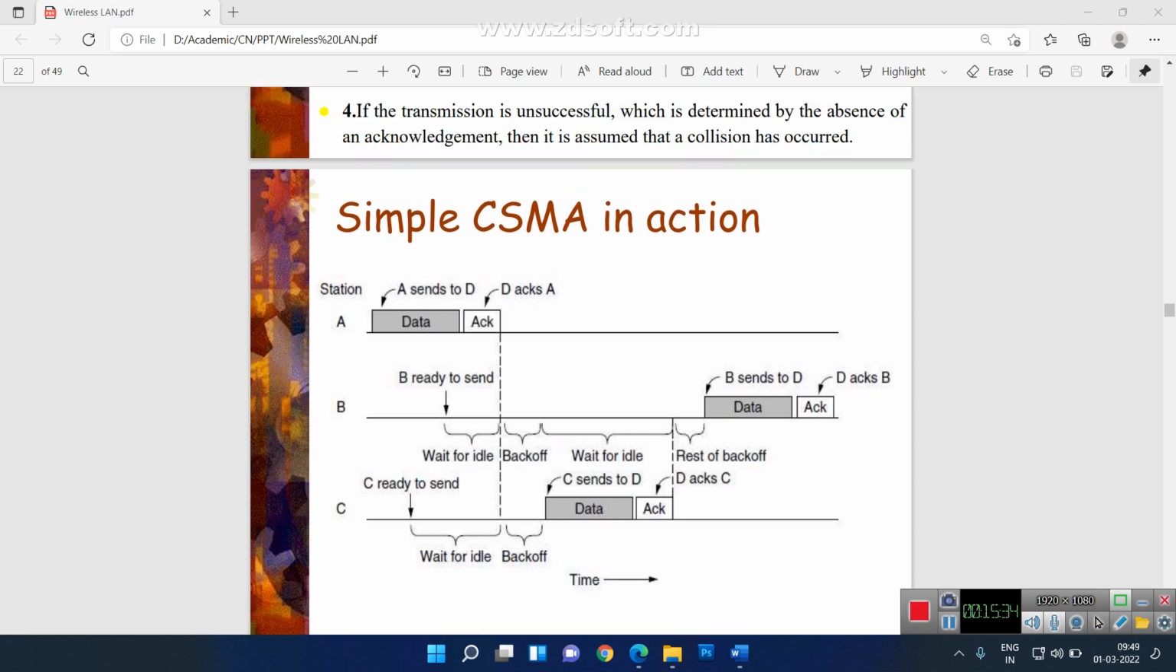The simple CSMA, carrier sense multiple access. We are transmitting the data: A sends the data to D, so data and then acknowledgement, and then B, we are receiving acknowledgement from B to A, and then finally C, the signal is free, so we send the RTS signal and immediately we will start to transmit the data.